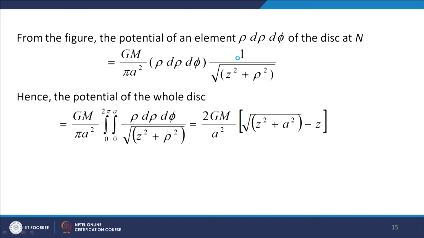We have 1 over root z square plus rho square because we know that the potential is GM over r. So, this r is under root z square plus rho square, and this gives you GM over r. Hence the potential of the whole disk is GM over pi a square integral over 0 to 2 pi integral over 0 to a rho d rho d phi over under root z square plus rho square. Now, this we can easily integrate, and when you integrate what we get is 2 GM over a square times (under root z square plus a square minus z).